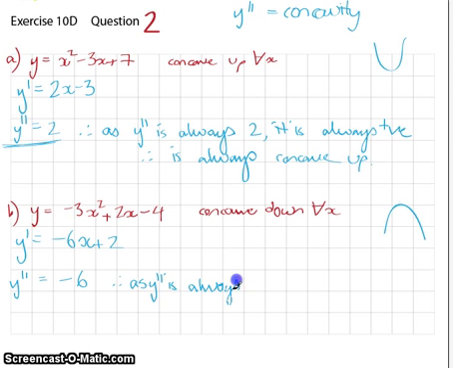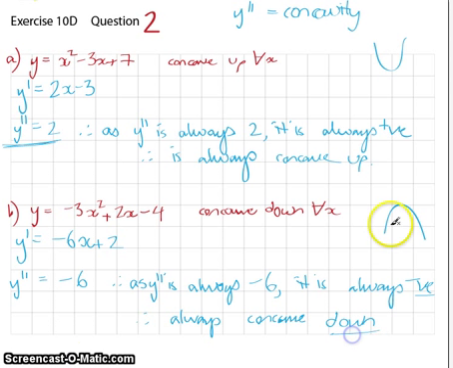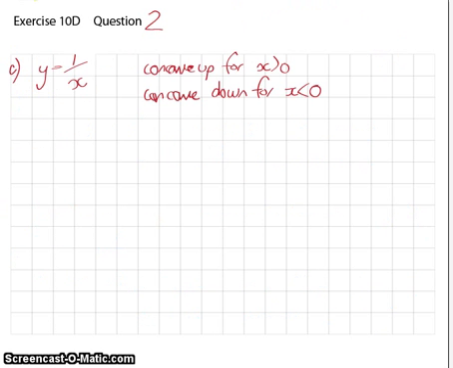So because this is always minus 6, it's always negative, therefore always concave down. And that's just as we were expecting it to be.